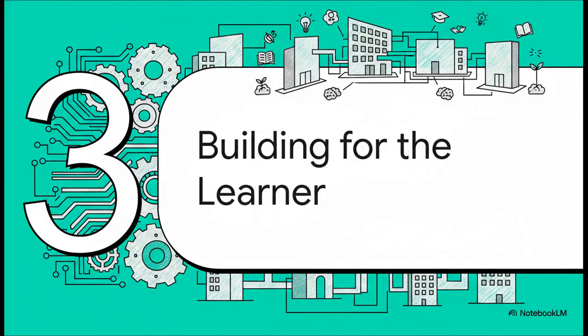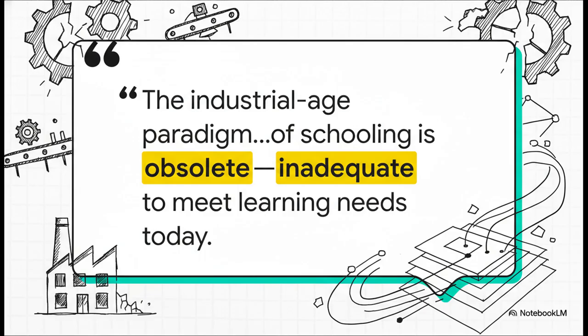But why does all this matter? Why go through the trouble of being an architect? Well, it's because the entire reason we build these educational buildings is fundamentally changing. This quote from the source material just hits the nail on the head. That old industrial-age factory model of school, it's obsolete. It just wasn't designed for the way we need to learn today.